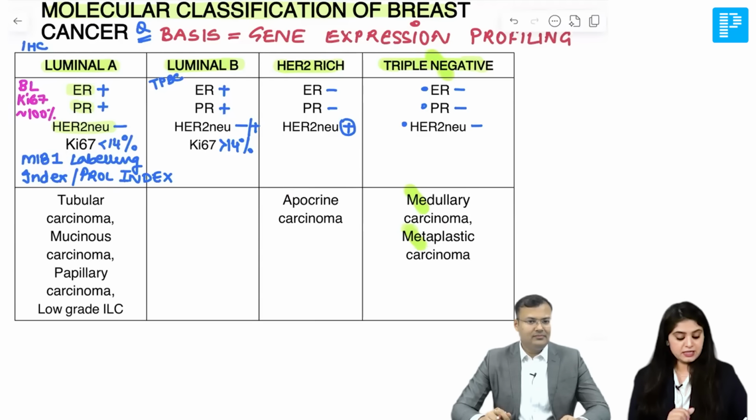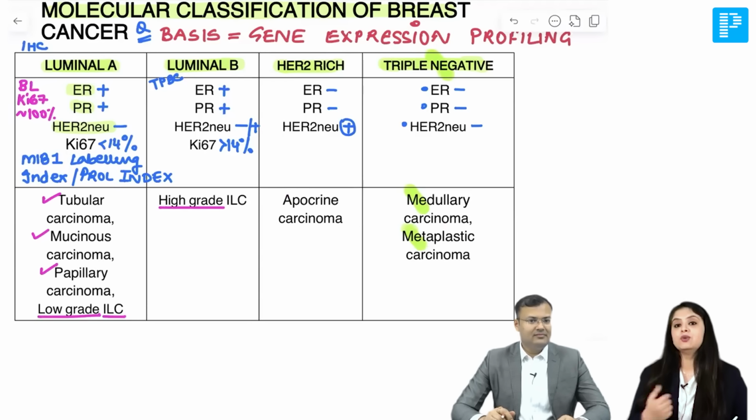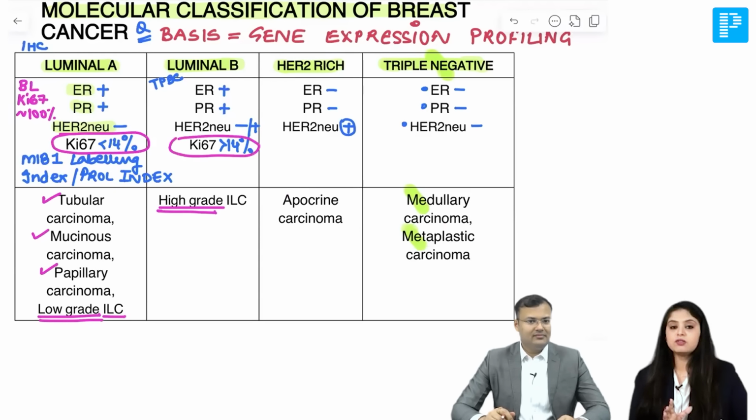So if you quickly read the good prognosis one, that is tubular carcinoma, mucinous, papillary, and even invasive lobular carcinoma. But can you see I've written low grade? Because this means if it is high grade invasive lobular carcinoma, that will go under luminal B. And that kind of makes sense because luminal A is anyway to do with a low proliferation and luminal B is to do with a higher proliferation, so the low grade and high grade would be distinguished accordingly.